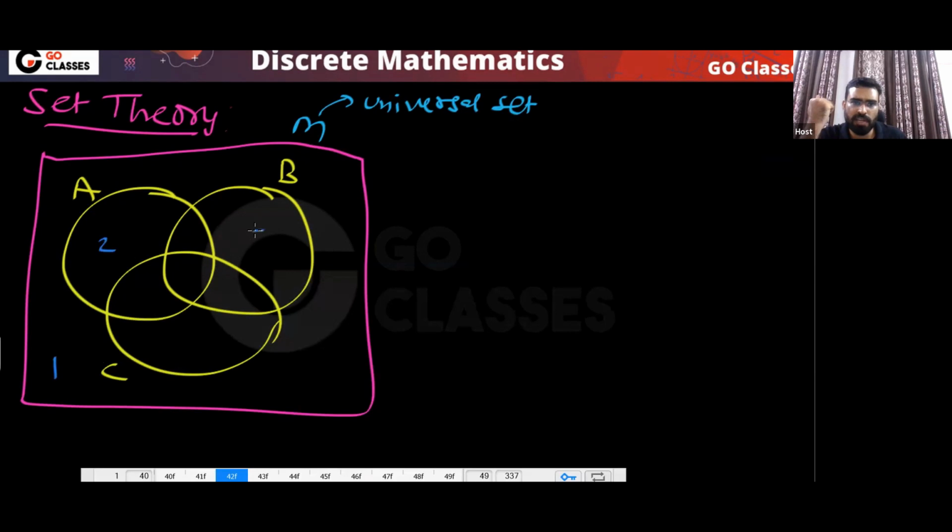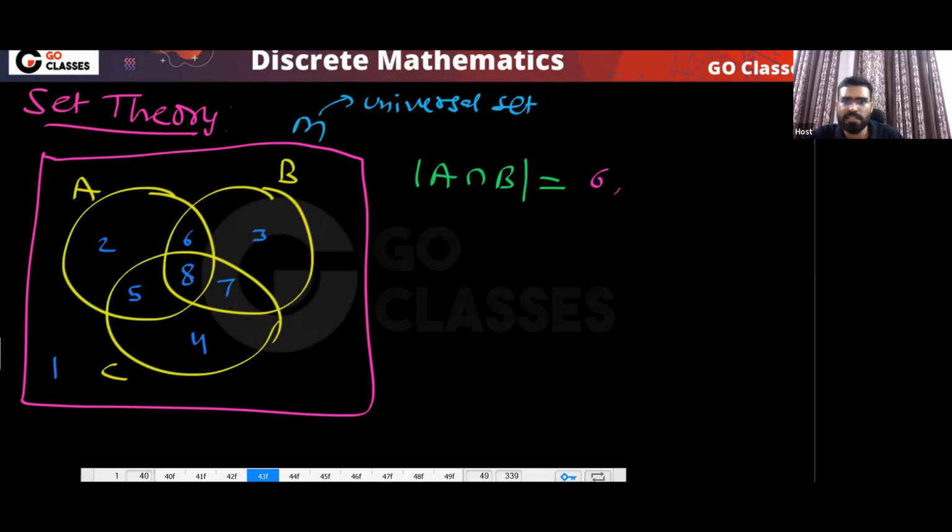You will get 1, 2, 3, 4, 5, 6, 7, 8. So total 8 areas. Here you can notice there are total 8 areas. If you have 3 sets, there are total 8 areas. How much area will be counted in A intersection B?